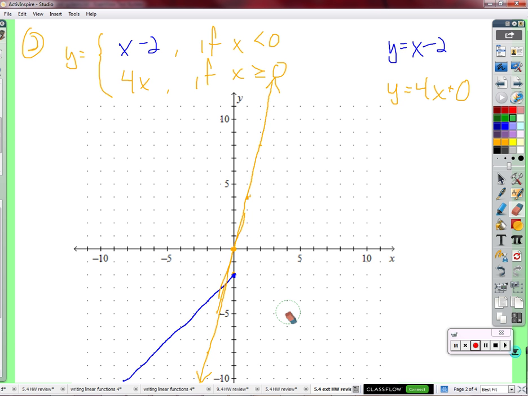But even still, it's going to be an open circle because it says graph only when x is less than 0, not when x equals 0. So where x equals 0 for this graph, we are going to put an open circle to show that we understand what it's saying, that we want to graph it only when x is less than 0, not equal to 0. Okay? So there's that part of it.